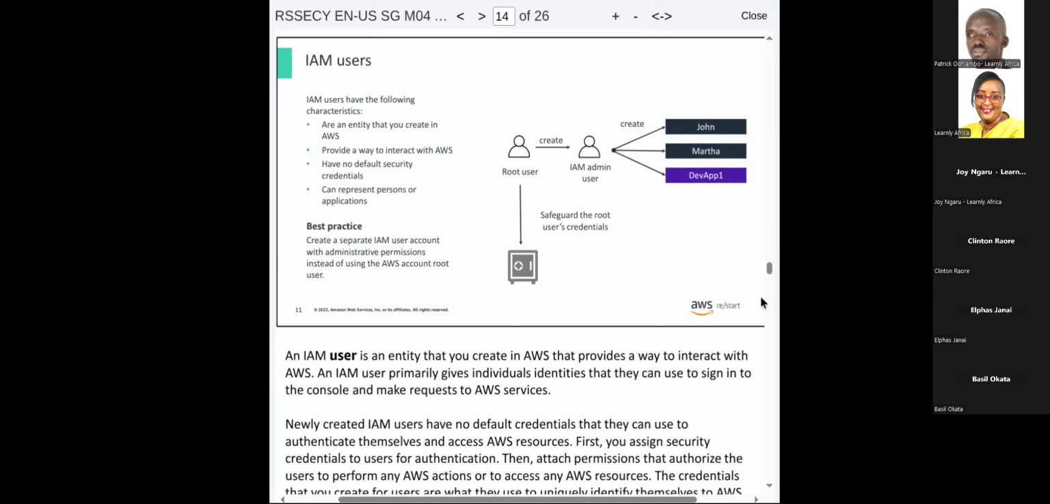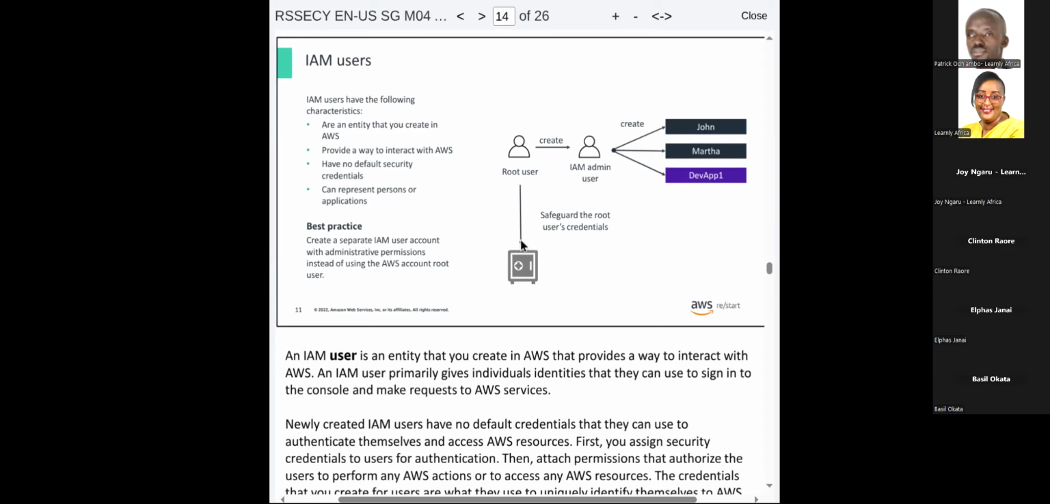All right, who is an IAM user? An IAM user is an identity that you create within your account to represent a person or an application that interacts with your AWS services. So, number one, you create it manually. You can create it from your root user, or the admin can create it, okay?